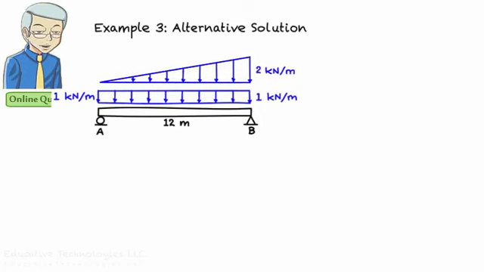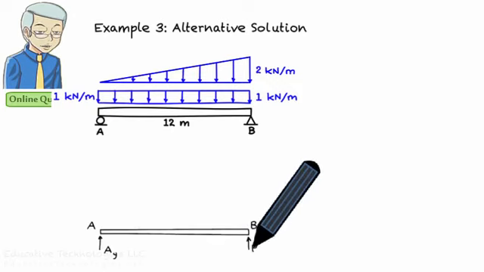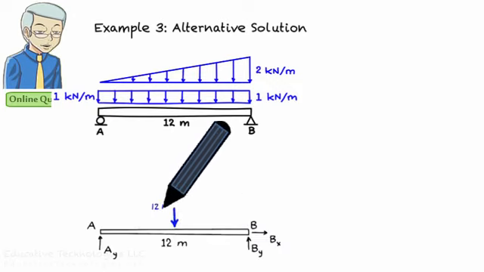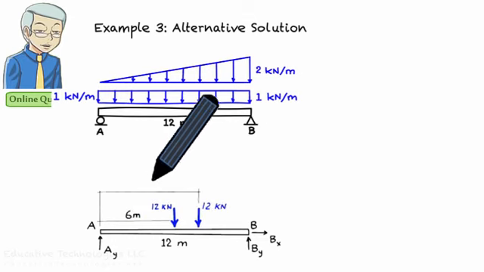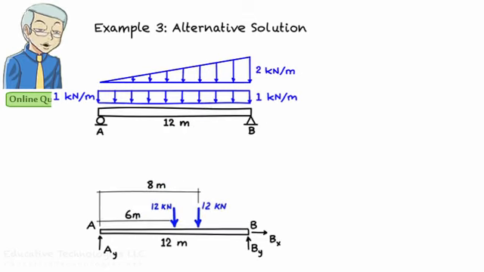We can then replace each distributed load with its equivalent concentrated load. The rectangular load has an equivalent concentrated load of 12 kilonewtons placed at the centre of the beam. The triangular load has an equivalent concentrated load of 12 kilonewtons as well.